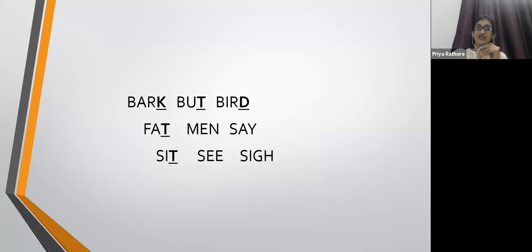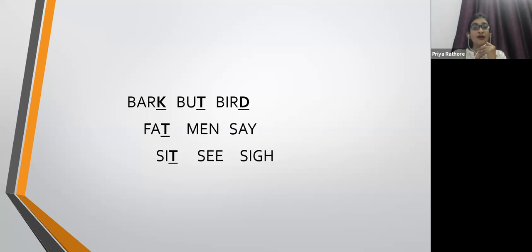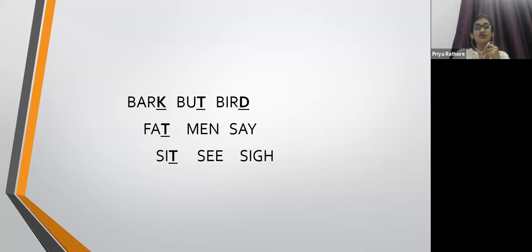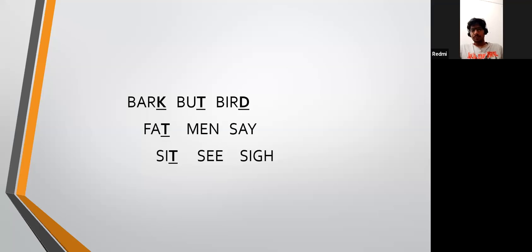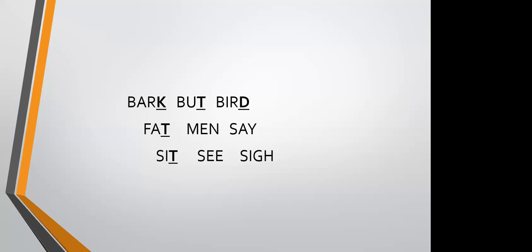Okay, all right. See, what normally people do is, they start with, like I have heard, bark, but bird, fat men say, sit, see, sigh. I couldn't hear anything there. The k sound was not sharp, the t sound was not sharp, the d sound was not sharp. So if k, t, d are not sharp, that means we have to especially take care of our word endings, if we have to be articulate on a semantic level.